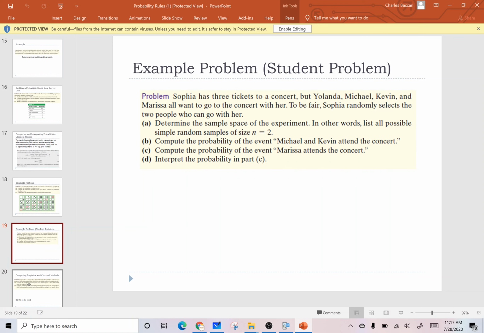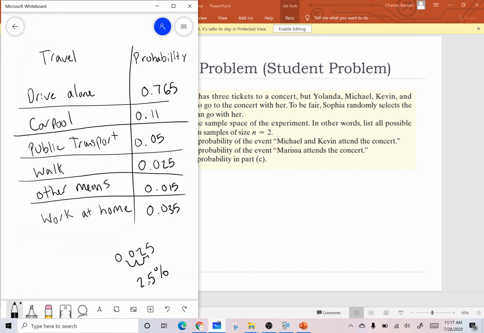Sophia has 3 tickets to a concert. We talked about this before, I believe. And these people want to go. To be fair, she randomly selects 2 people. Determine the sample space of the experiment. In other words, list all possible outcomes. So we could do that.